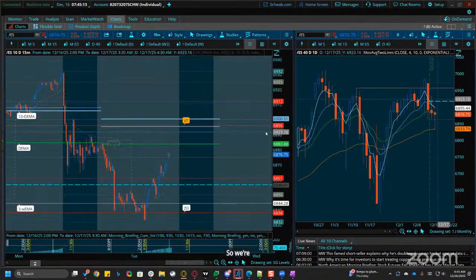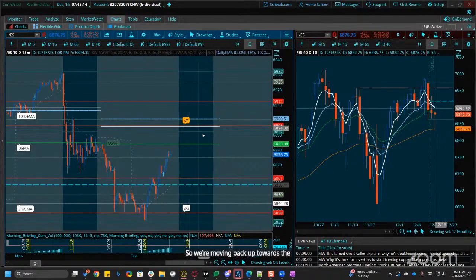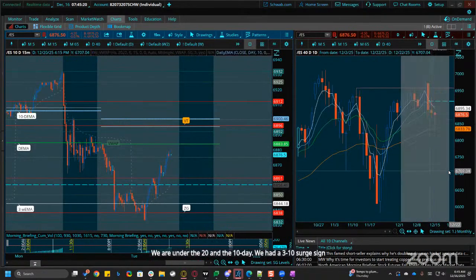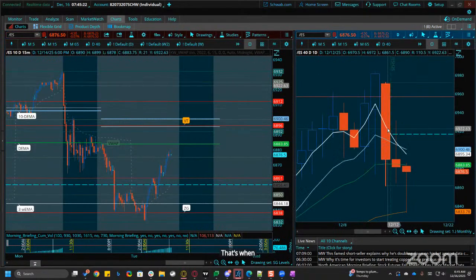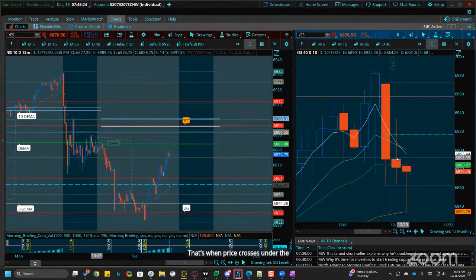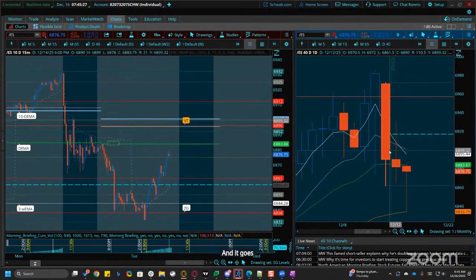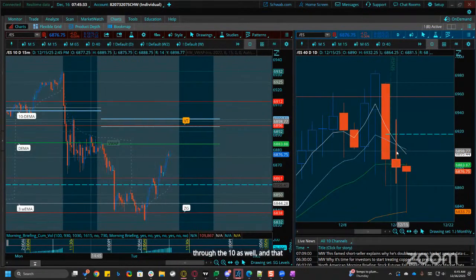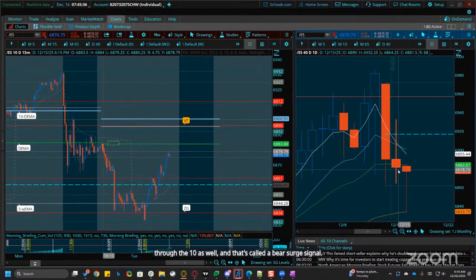So we're moving back up towards the volatility trigger. We are under the 20 and the 10-day. We had a 310 surge signal yesterday. That's when price crosses under the 3 and the 10, and it goes so far down so fast that it brings the 3 through the 10 as well. And that's called a bear surge signal. It would be a bull surge signal if we flipped everything over.